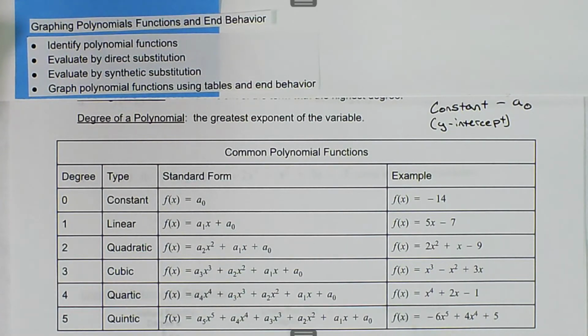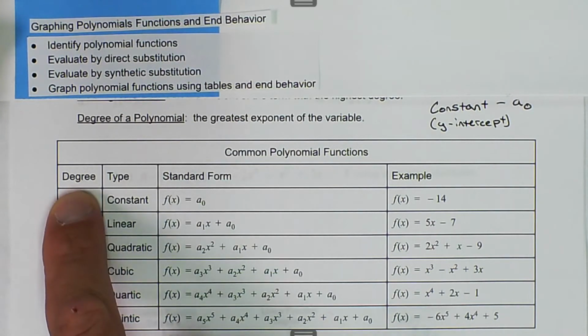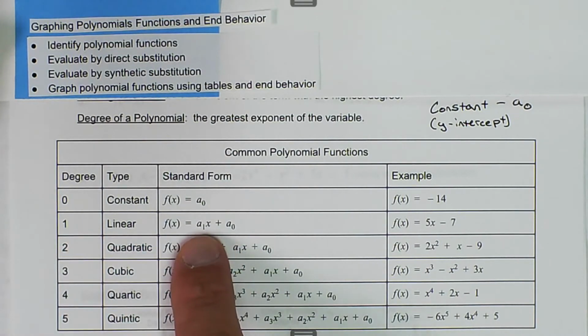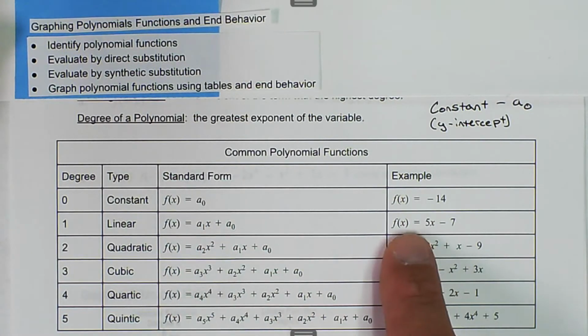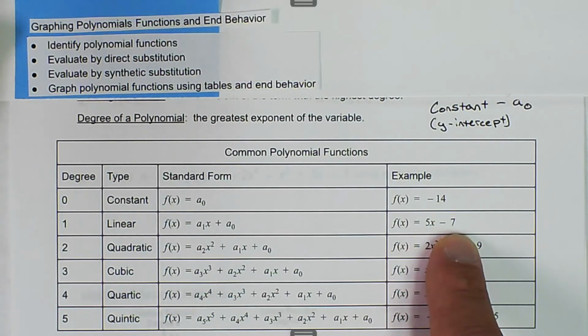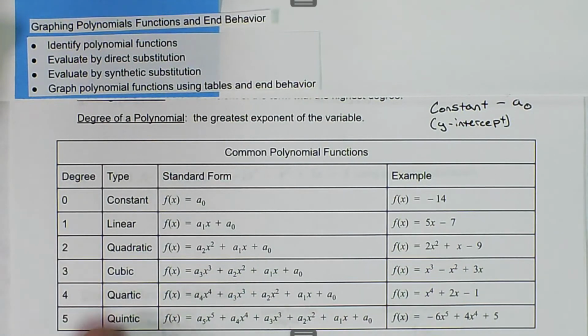The next one we have is a linear function, and over here we have the degree. So degree 0, degree 1. So that just means that the exponent is 1. So a sub 1, and then if there's an x there with no exponent, we understand that there's a 1 there. So y equals 5x to the first power minus 7. So that's a linear function. Highest degree is 1.